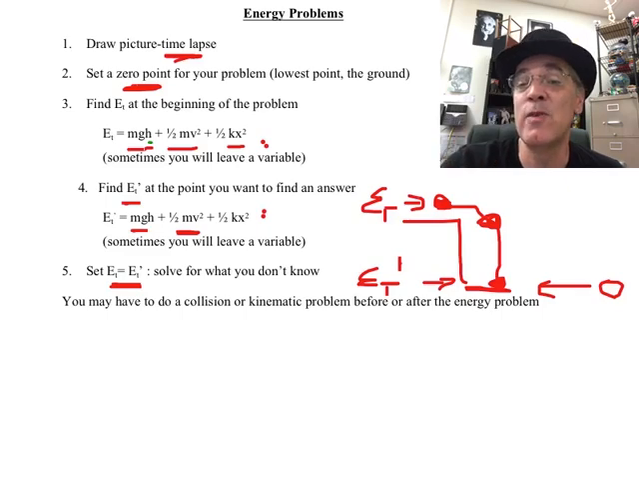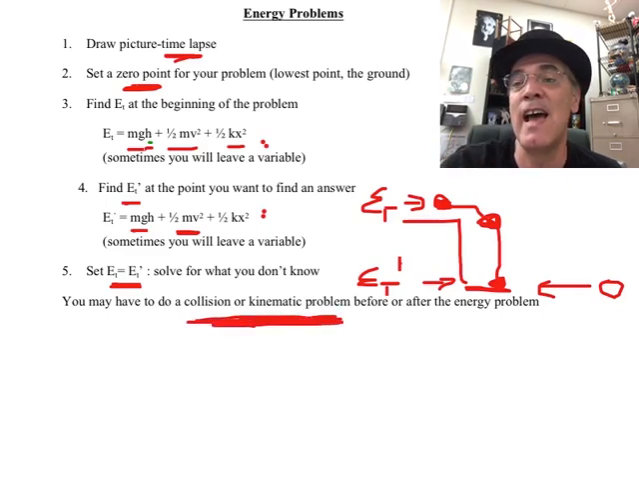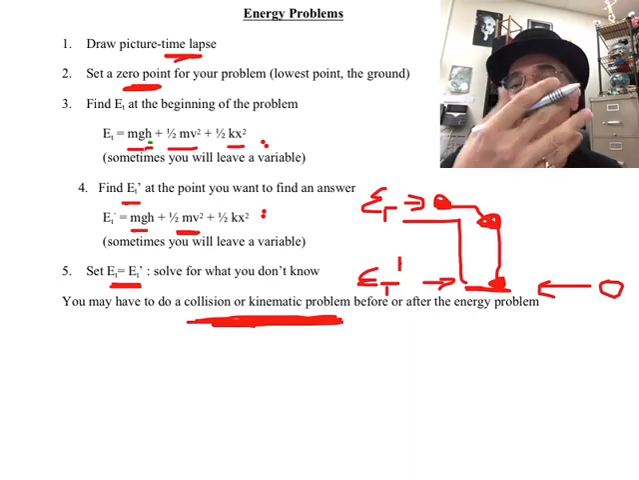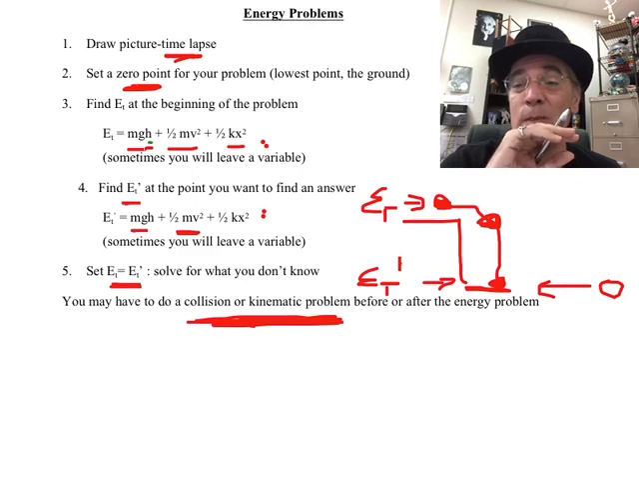And occasionally you may have to do a collision or a kinematics problem before. Sometimes you'll find the v at the end and maybe you have to collide it with something else. We haven't even really talked about collisions, but you'll know what those are in a bit.